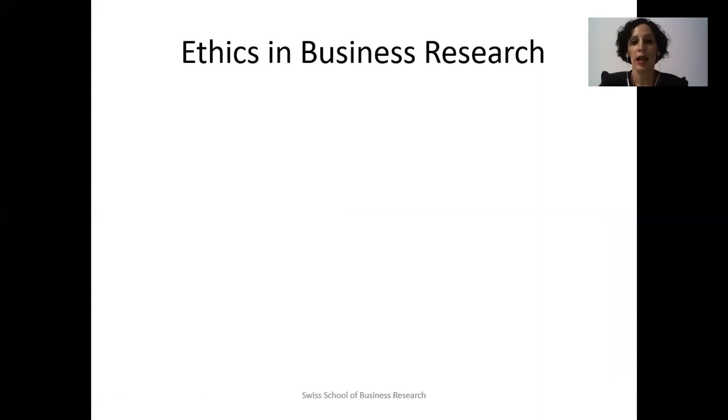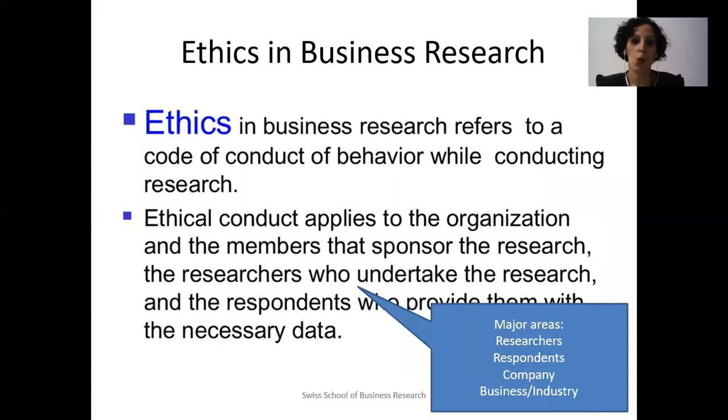And this brings us to the last aspect of today's class, which is ethics in business research. And this is a big thing. Why is it a big thing? Because ethics in business research refers to the code of conduct that a business organization has to undergo while conducting research. Ethics in business research can be applied both to the organization itself, to the participants in the research process, and to the people that are carrying out the research.